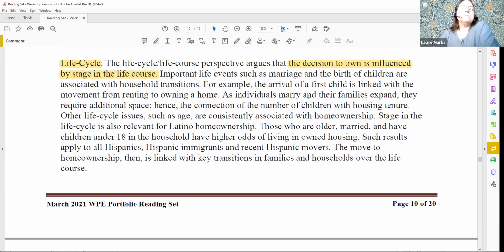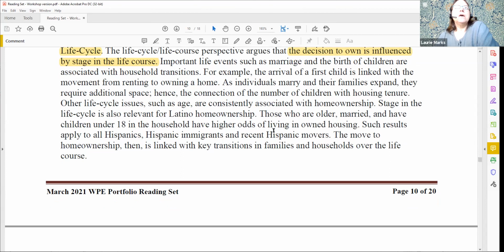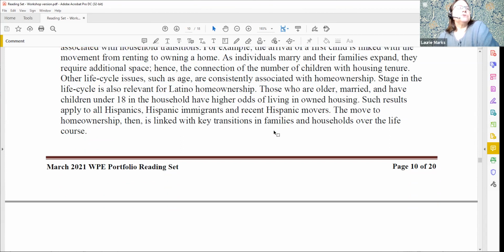The next one they say has to do with life cycle. I don't have much to say about this. Basically, they're just saying that the influence of the home purchase decision depends upon what stage of a life cycle a person is in. In particular, if you get married or have children, you're more likely to purchase a house at around that time. Again, this is pretty intuitive. On the other hand, as you age and have fewer people living in your house, you might sell your house and move back into an apartment.